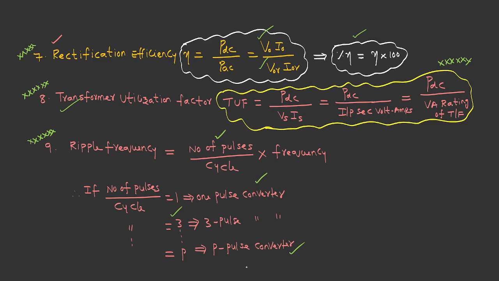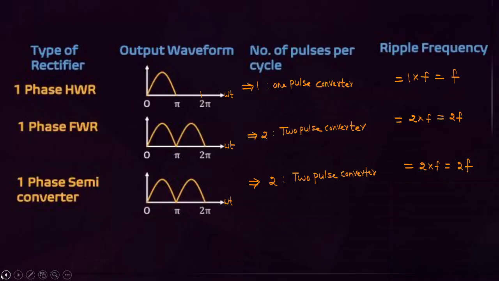For example, if they give a 3 pulse converter, what is the meaning of 3 pulse? 3 pulses per cycle in that rectifier. That is the meaning. If they give a 6 pulse converter, what is the meaning of 6 pulse converter? That is 6 pulses per cycle. That pulse number directly indicates the pulse converter. P pulse means P pulses per cycle.